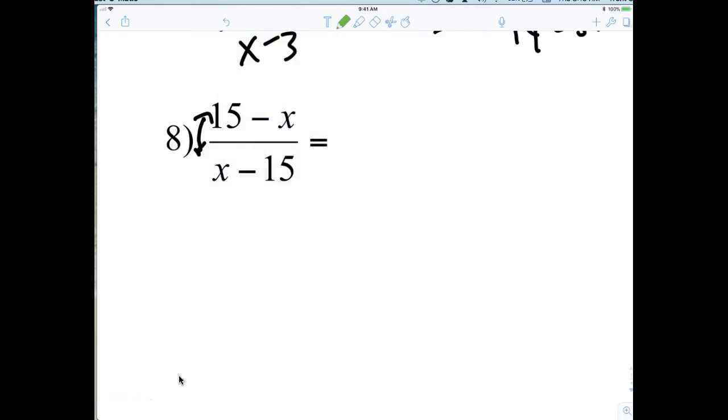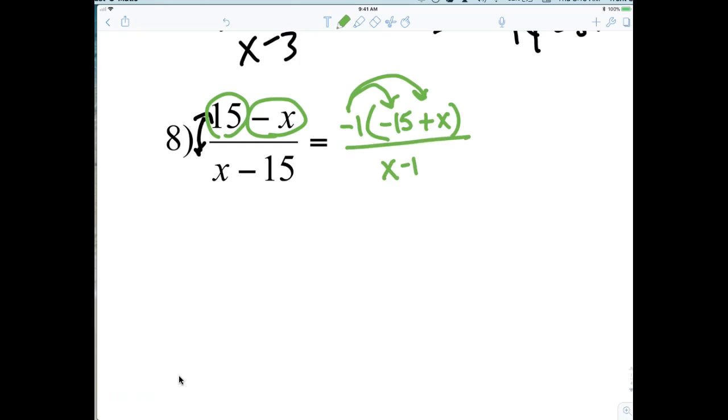So I'm going to factor out a negative 1. When I factor out a negative 1, that becomes negative 15 plus x. Do you agree with that? Because negative 1 times negative 15 is positive 15, right? And negative 1 times positive x is negative x. Does that make sense? You sure? Okay, over x minus 15.